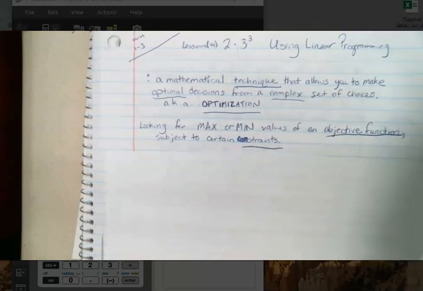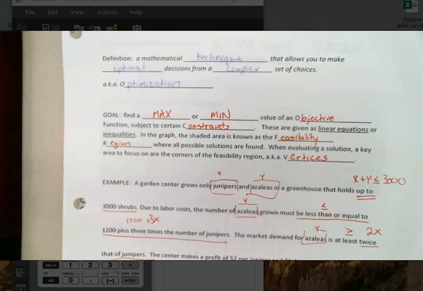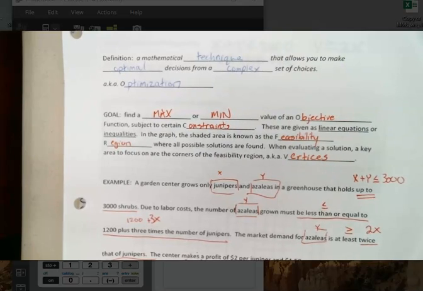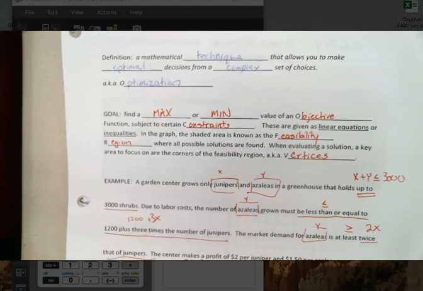So you can see that in your handout. Find a maximum or a minimum value of an objective function subject to certain constraints. Those constraints are given, at least in this lesson, as linear equations or inequalities, less than or equal to, greater than or equal to. In the graph, once you're done, you'll have a picture that shows you your answer.